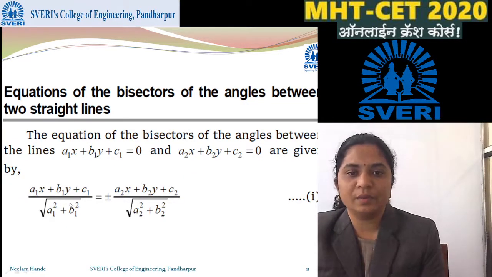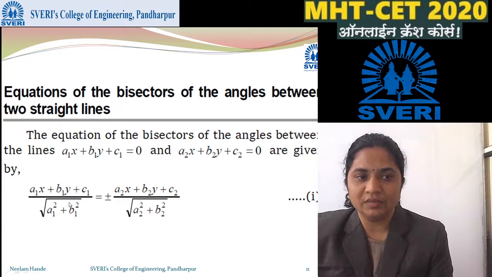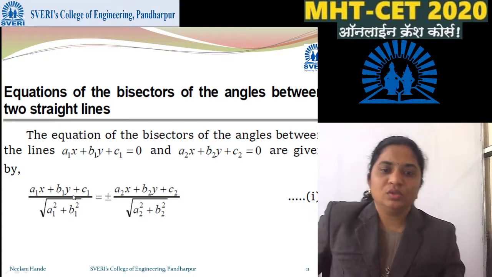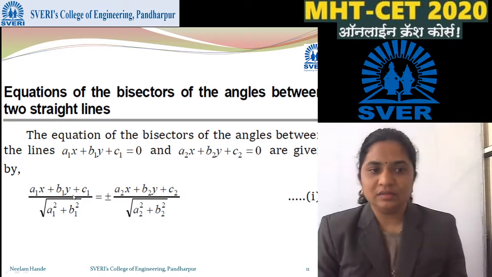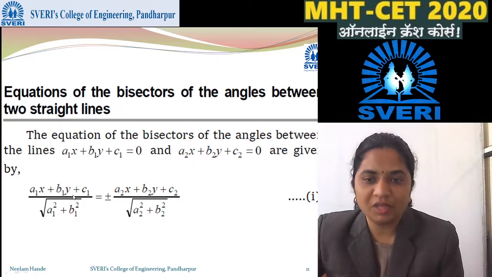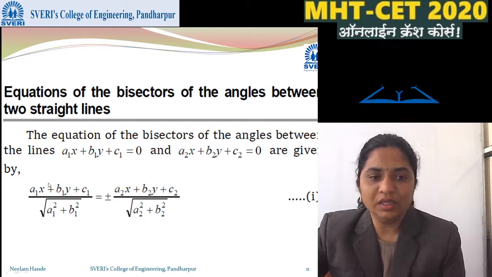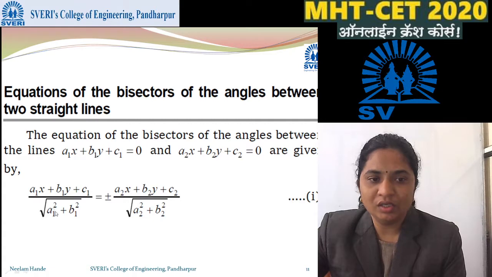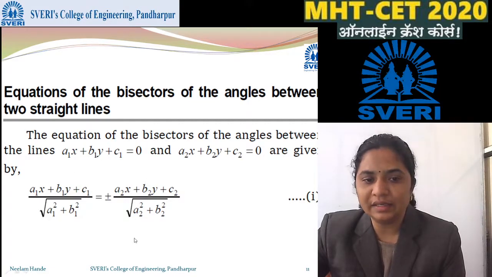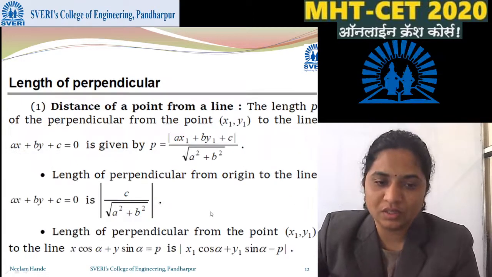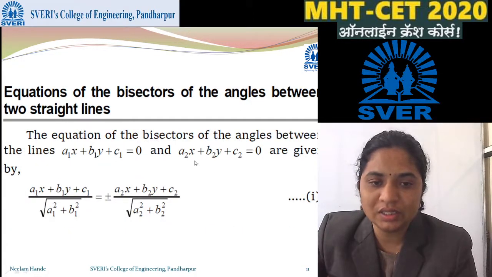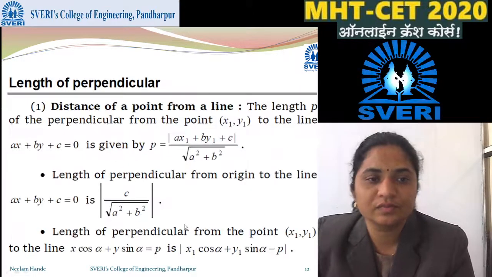Next, the equation of the bisectors of the angles between two straight lines. If the two straight lines are given, then the equation of the bisector of the angle is: first line upon square root of a1 square plus b1 square equals plus or minus second line upon square root of a2 square plus b2 square.